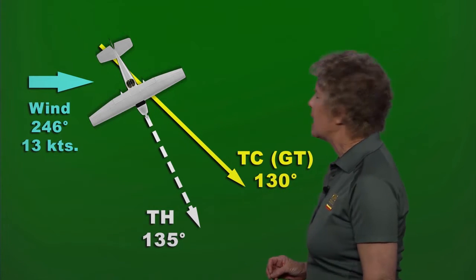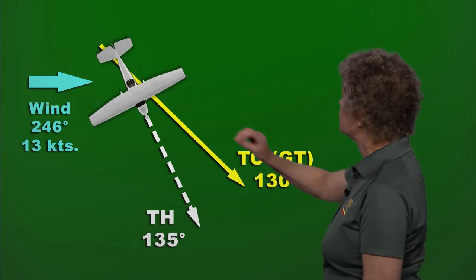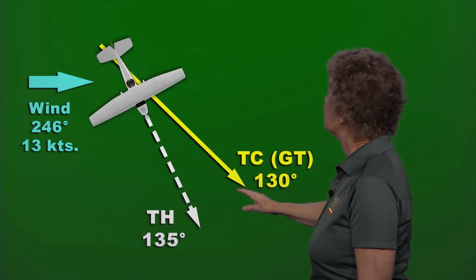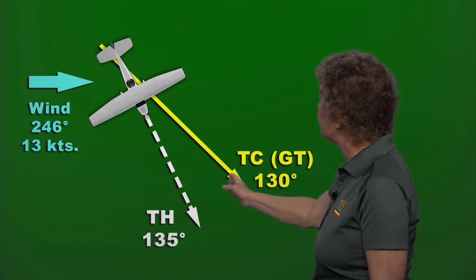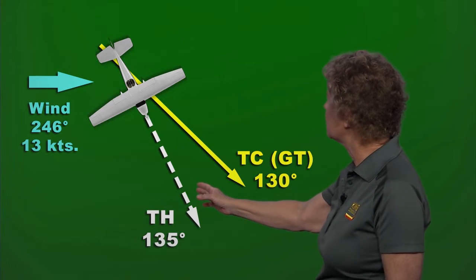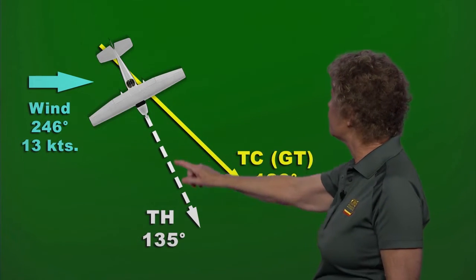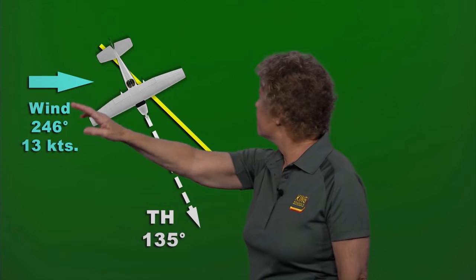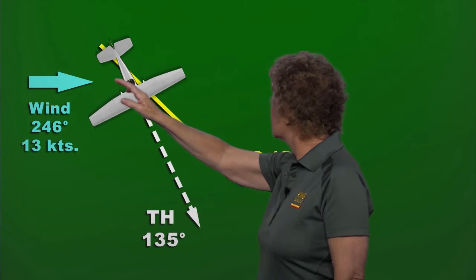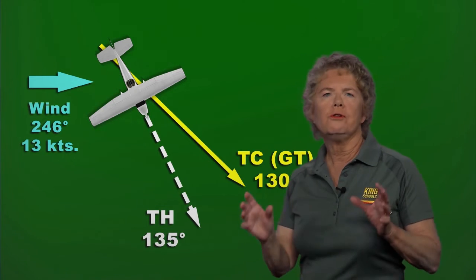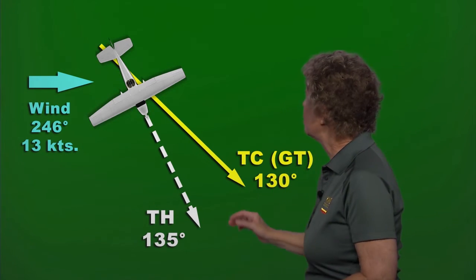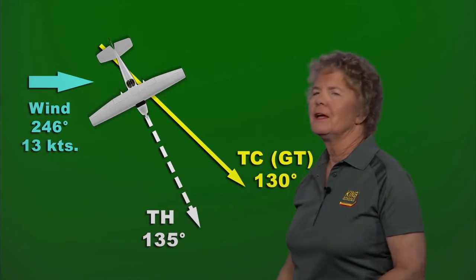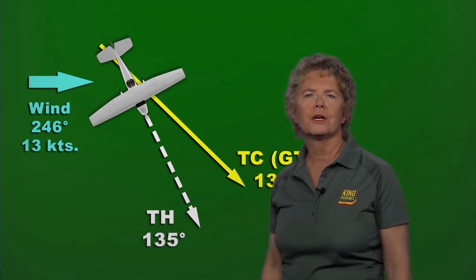When we take a look at how we draw it out, what we see is our airplane is here. Our true course or ground track, same thing, is 130 degrees. We have a 5-degree right wind correction angle, so our true heading is 135 degrees. If the wind is from 246 degrees at 13 knots, that puts it slightly behind the wingtip of the airplane, and you can visually see that we would be holding a right wind correction angle, and we would have a little bit of a tailwind. It's giving us about a 5-knot push as we fly along.